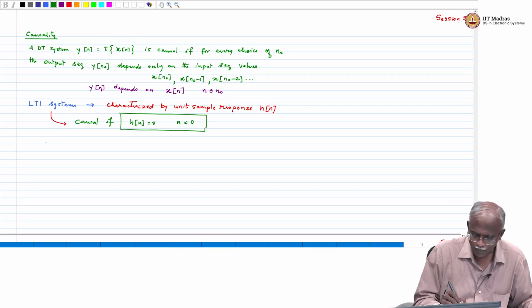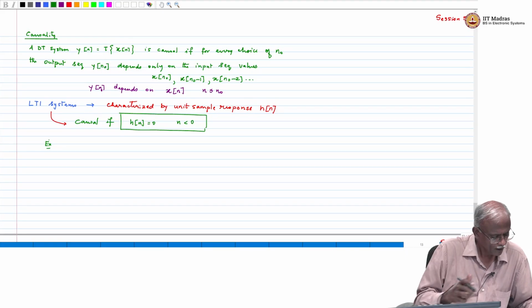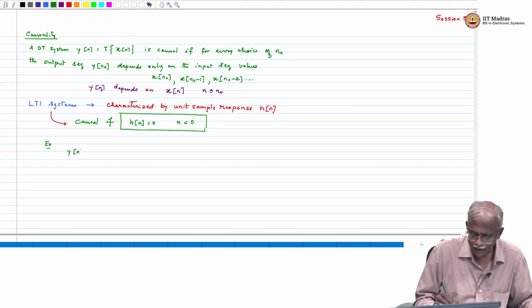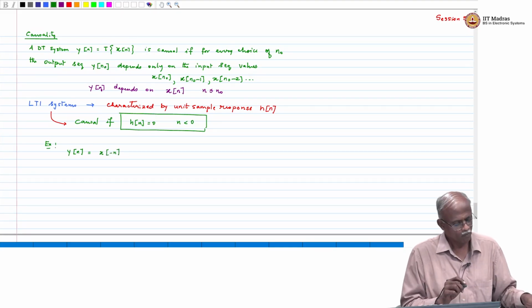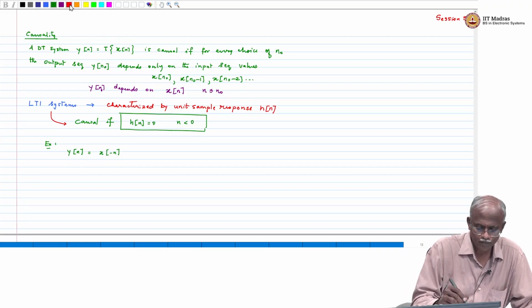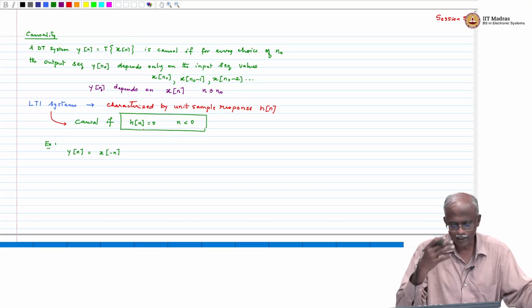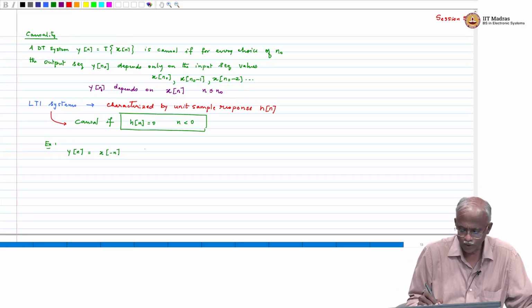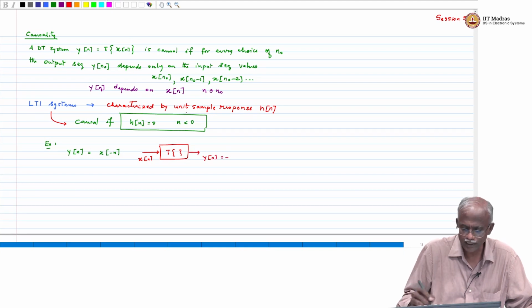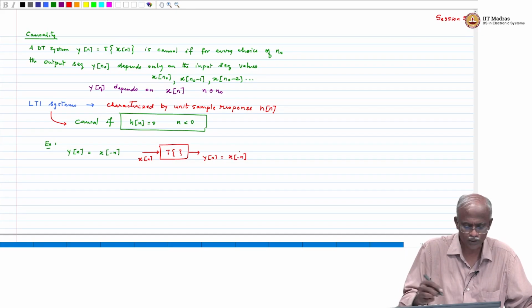Example 1: y of n equal to x of minus n. Okay, this is a discrete time system. So basically, it's a system that does a time reversal. So if I put input x of n to this discrete time system, the output comes out to be y of n equal to x of minus n. We are asked to check if the system is causal.